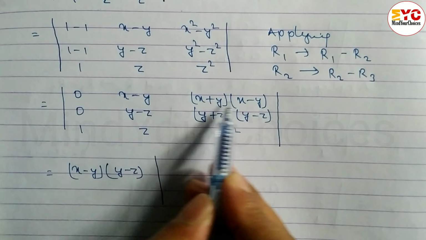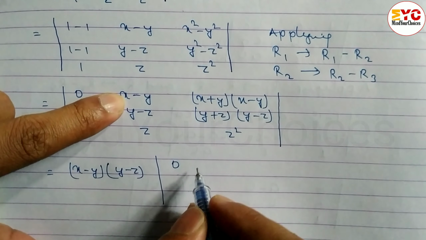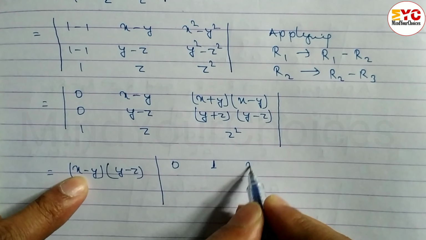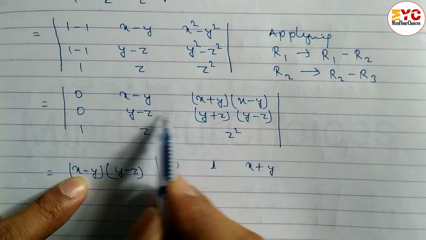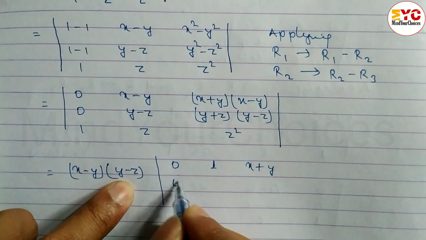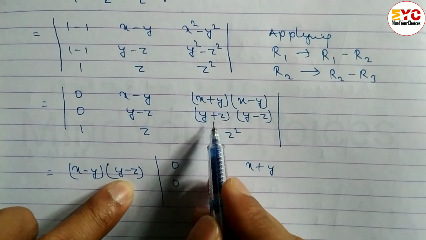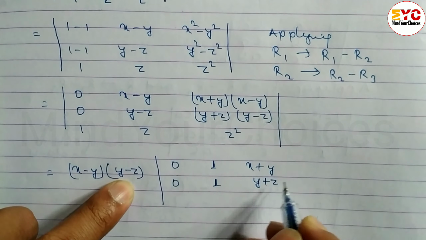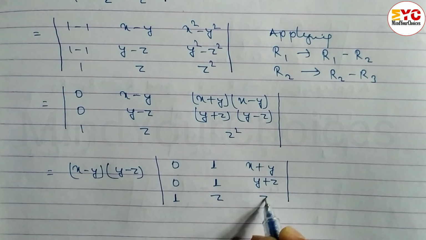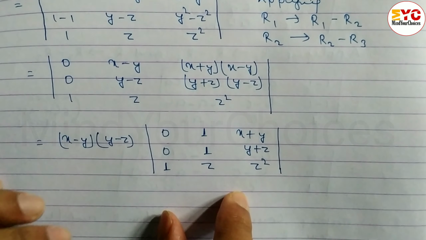So when you take x minus y common from first row, what is remaining? 0 means 0 only. Here when you took common, remaining 1. Here x minus y common, so what is remaining? X plus y, so write down x plus y. Similarly, from second row we took y minus z common, so 0 here, so 0 only write. Here y minus z common, so remaining 1. Here y minus z common, so remaining y plus z. Okay, up to here. After that, third one we have to write down same to same. I hope you know the properties of determinant.